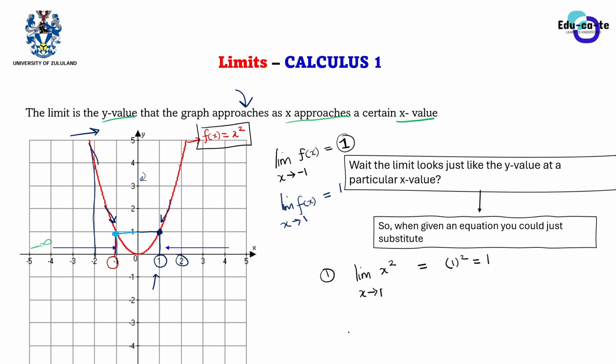What if you do the same thing as x approaches -1? Maybe there's a difference. Let's see that. So the limit as x approaches -1, the equation for this function is x squared. So wherever there is x, we're going to put (-1) squared. That is still 1. So do you see that this confirms it when I say that the limit looks just like the y value at a particular x value? Yes, in some cases it is.